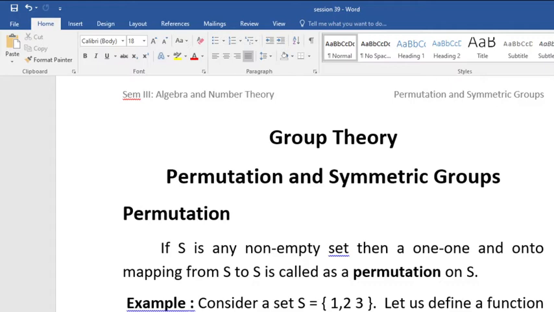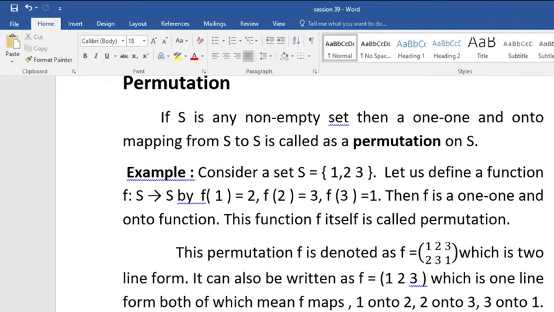So, in this video, I am going to have a discussion about BSc Third Sem Paper 1 Algebra and Number Theory, Third Unit Group Theory. And particularly we have the discussion of permutations and symmetric groups. First we shall define what is permutation.